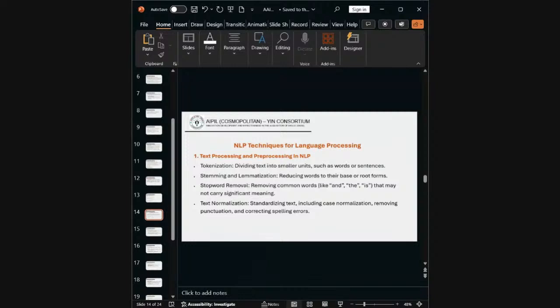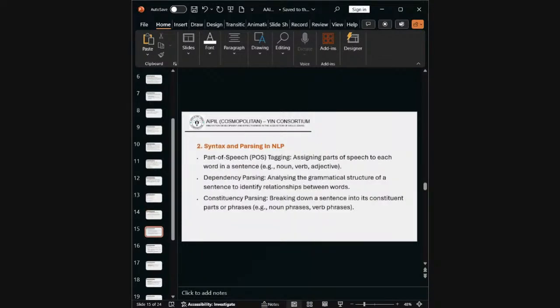All right, so let's look at number 2. Number 2 is our syntax and parsing. This time around, we are looking at parts of speech tagging. Parts of speech is noun, verb, adjective. Those are the examples I put there. You try to assign parts of speech.